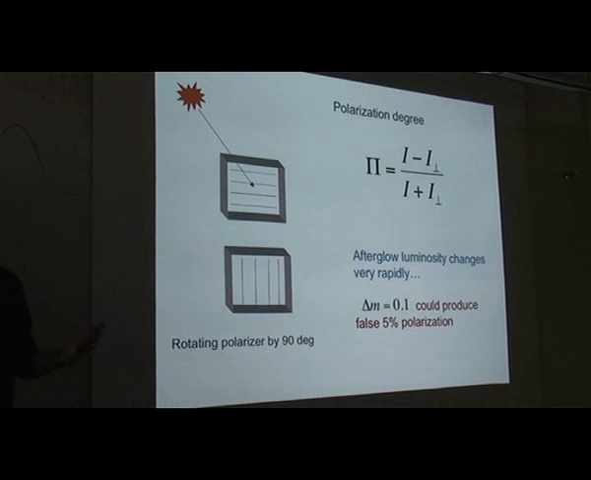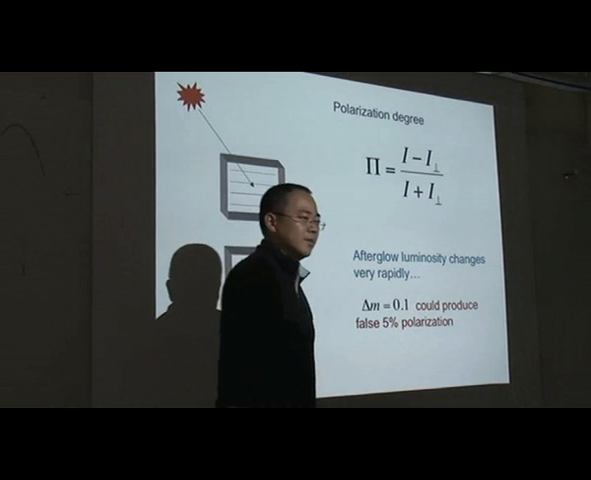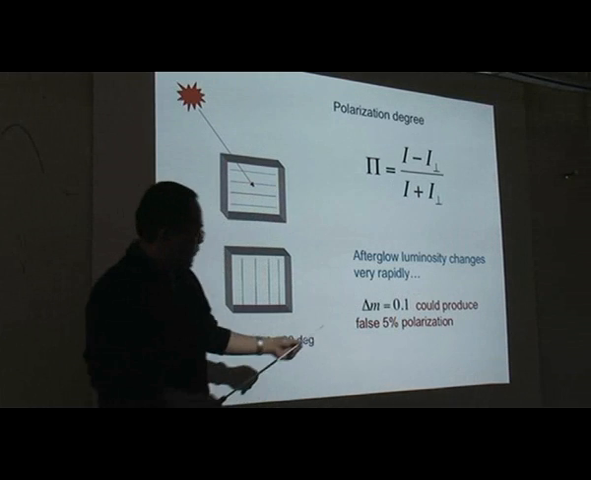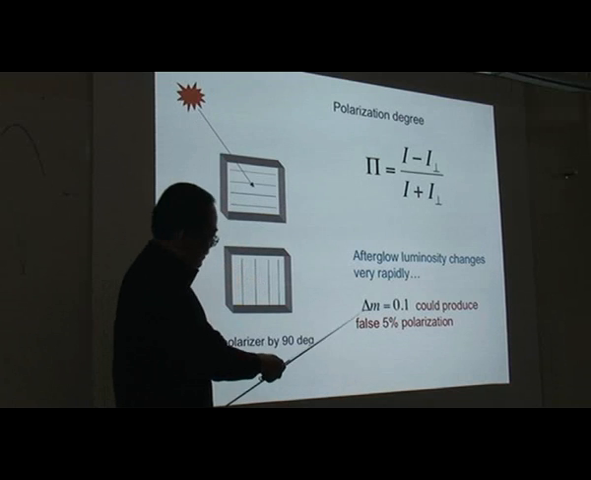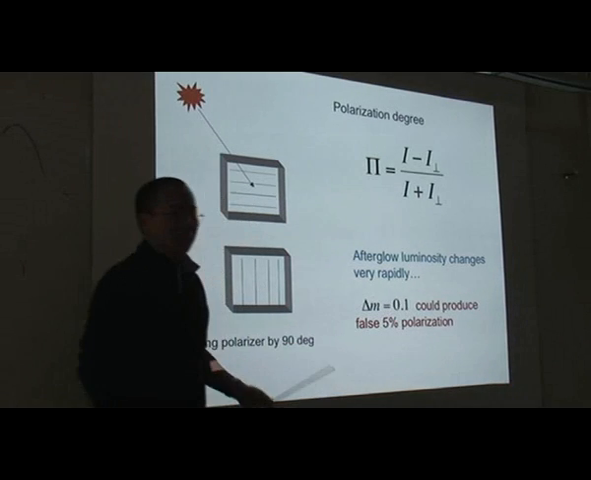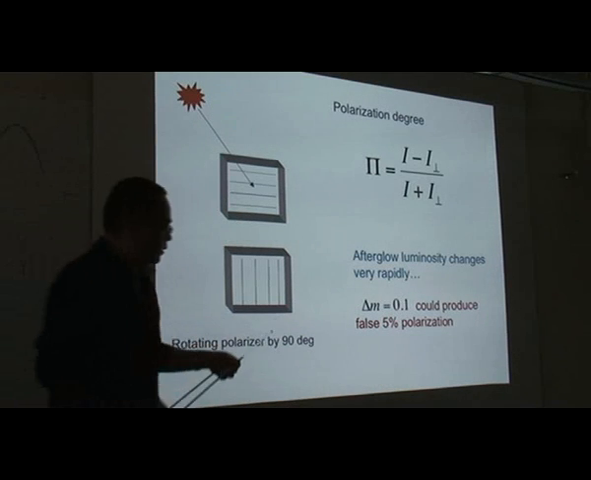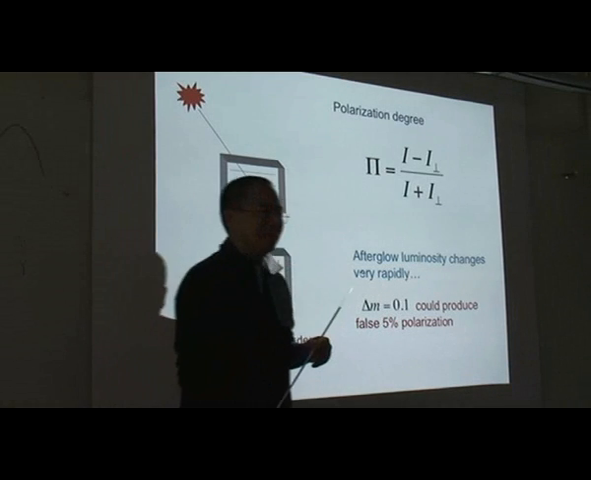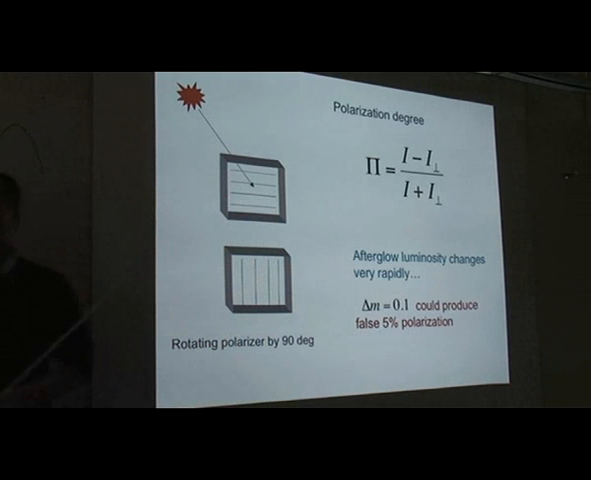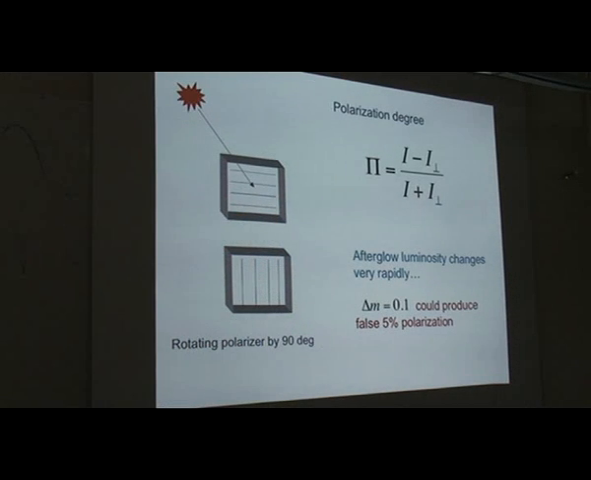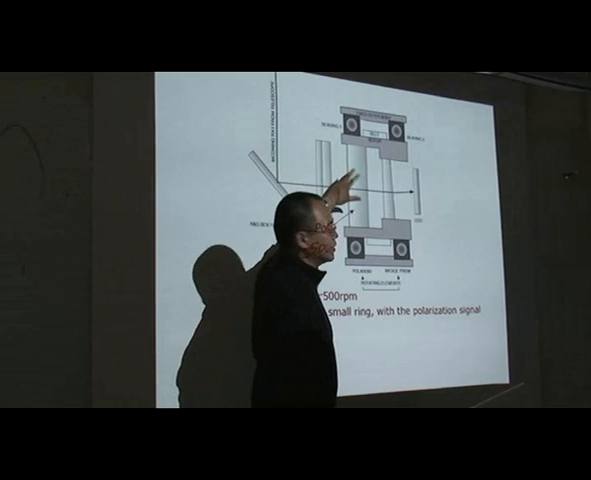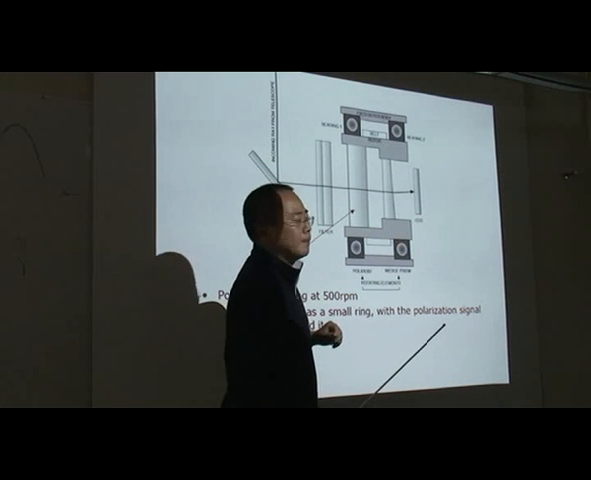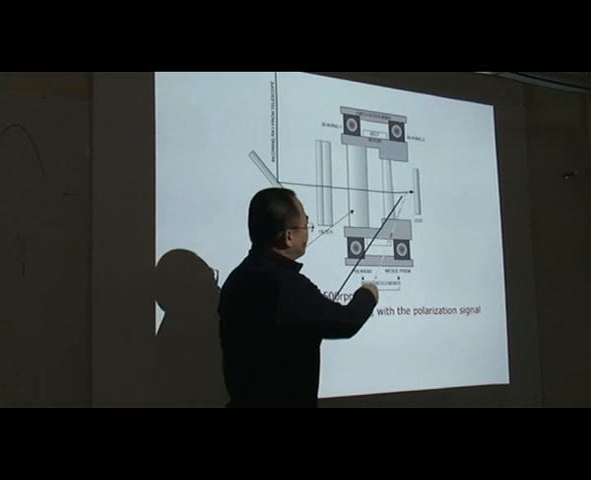But the difficulty in measuring afterglow polarization is that the afterglow luminosity changes very rapidly. So if you observe this way and rotate, and during that time the intrinsic luminosity decreases by, say, 0.1 magnitude, this could produce a false 5% polarization. So the measurement is a bit tricky. There are a few ways, but we applied the rotating polarizer concept. Basically, the polarizer is rotating at high velocity, and the polarization signal is mapped around the circle.